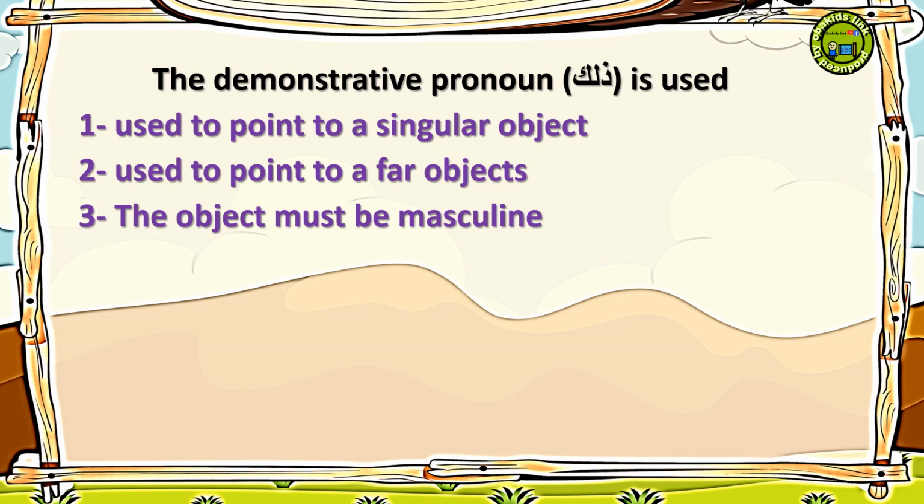The demonstrative pronoun Zalika is used, one, to point to a singular object; two, to point to far objects; three, the object must be masculine.